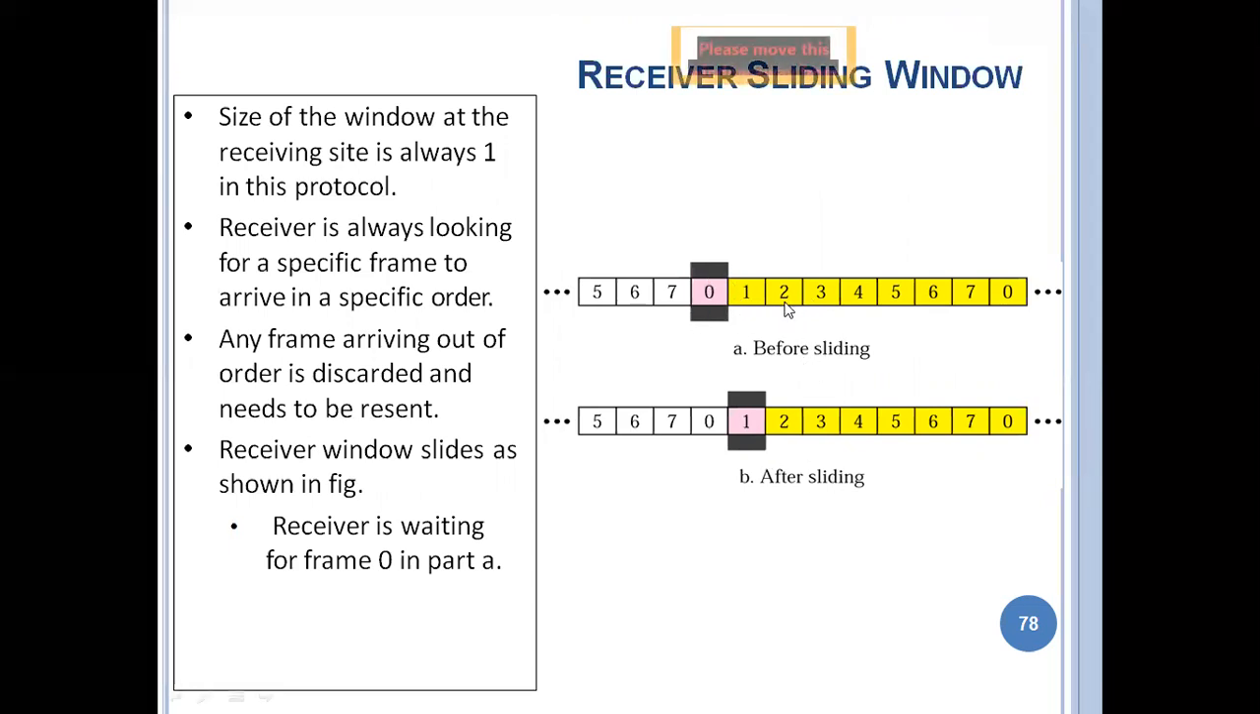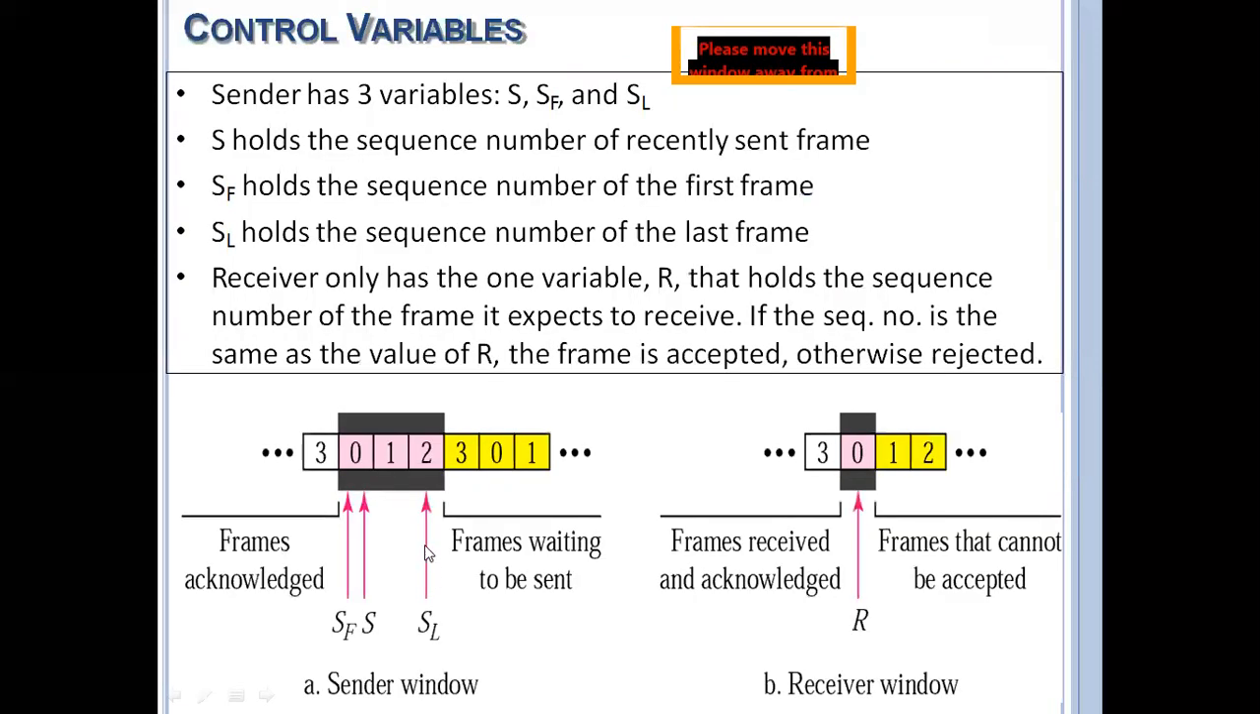If you observe this diagram, before sliding, it is 0, 1 bit. Here it is just a 1-bit slide. After sliding, the starting bit is 1. So the receiver is waiting for frame 0 in part A. So these are the control variables.